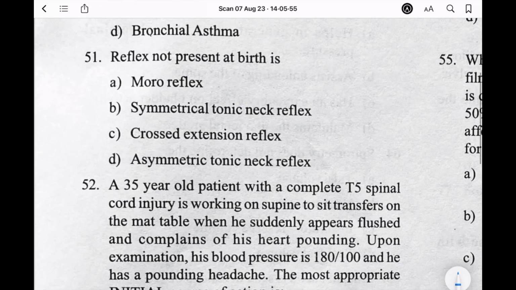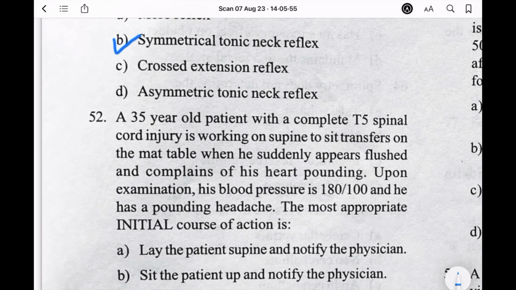Question number 51. Reflex not present at birth is, so options are Moro reflex, symmetrical tonic neck reflex, crossed extension reflex and asymmetric tonic neck reflex. So correct answer is symmetrical tonic neck reflex.